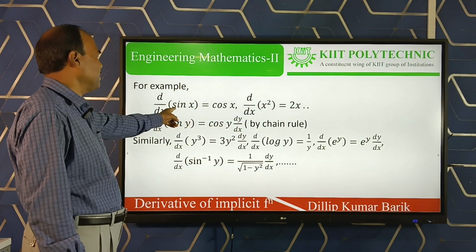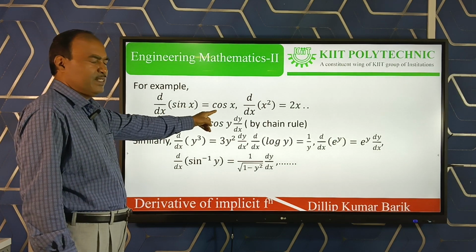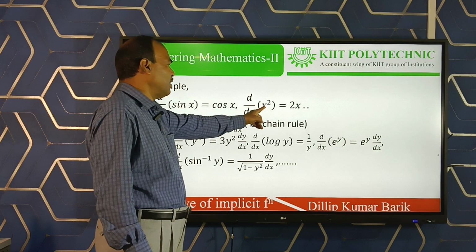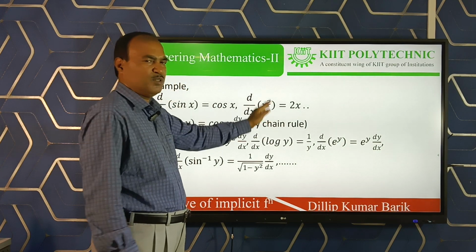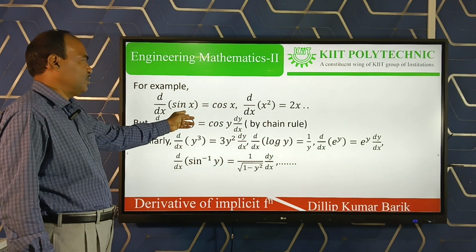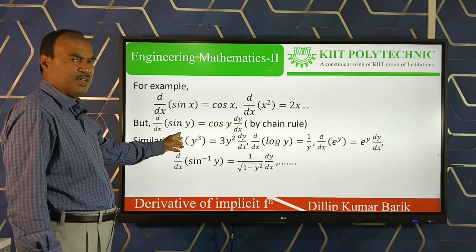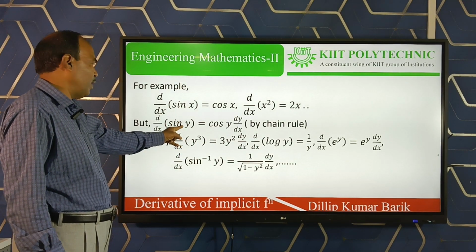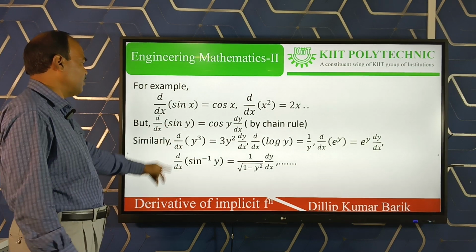Now mark here, the derivative of sin x with respect to the same variable x is cos x. The derivative of x square with respect to x is 2x. This directly comes from the formula for the derivative of x to the power n, and the derivatives of trigonometric functions tan, sec, cosec and so on. But whenever the function is in another variable, say y, but with respect to x, the process is different. Now see here.